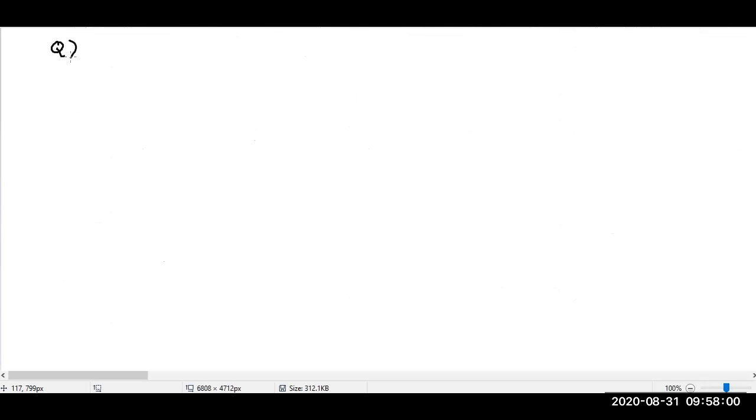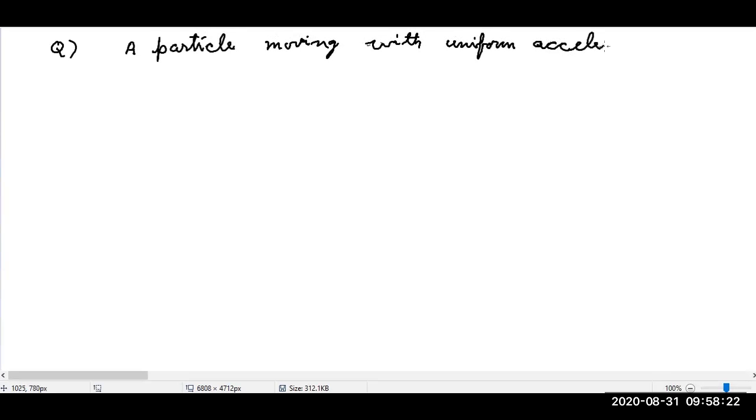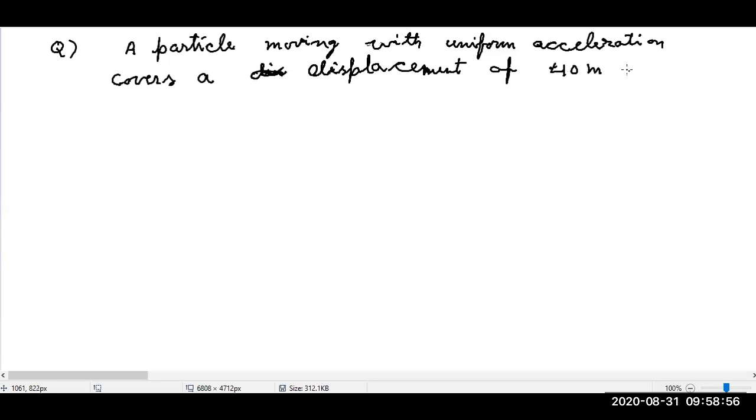So suppose we have a particle moving with uniform acceleration, which covers a displacement of 40 meter in the first 4 seconds.